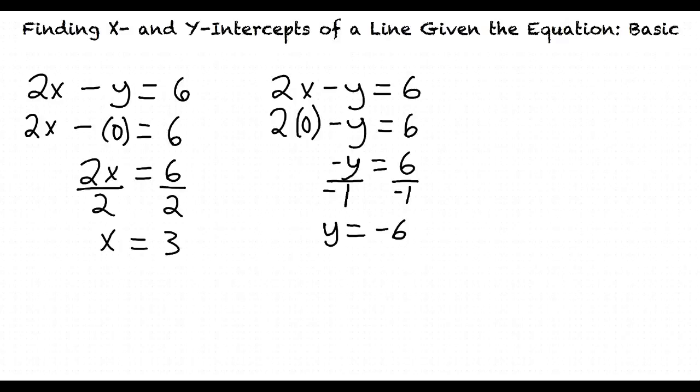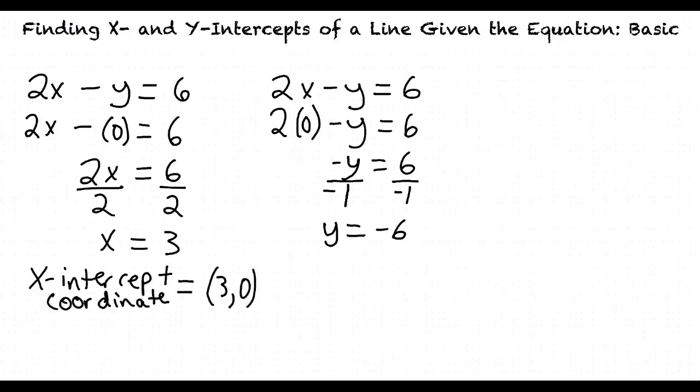So the graph would cross the x-axis at 3, 0. Also, the y-intercept is negative 6 because where x equals 0, y equals negative 6. So the graph would cross the y-axis at 0, negative 6.